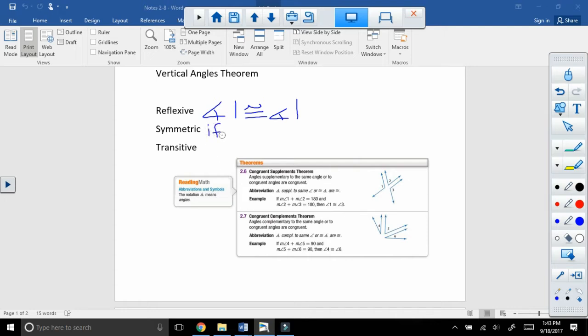The symmetric property might say if, let's say, the measure of angle A equals the measure of angle B, then the measure of angle B is equal to the measure of angle A. And this would work for equal or congruent, doesn't matter. Just kind of giving you a quick example of these.